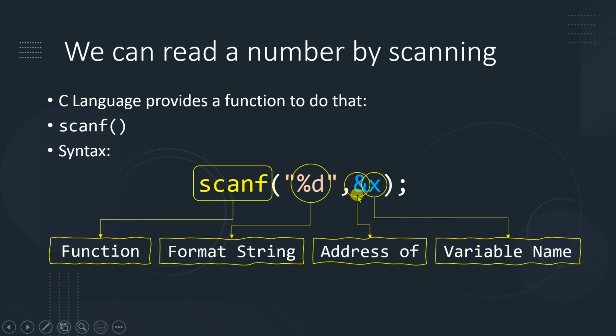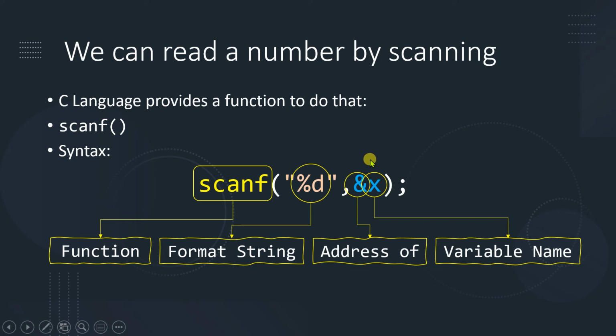We know that we have already declared x in the program. We must have declared the variable x, and a memory location has already been allocated to store some value in x. When we write %x, the compiler reads the data from the keyboard by scanning and stores it in the x variable. So you have to give the address of x so that it will search the address and store the value there.